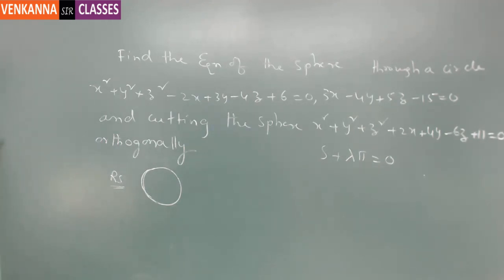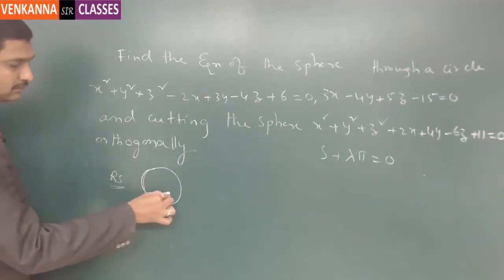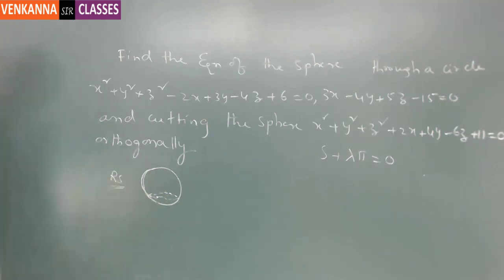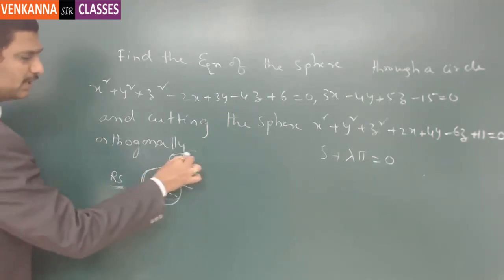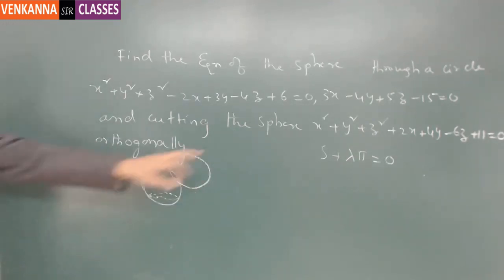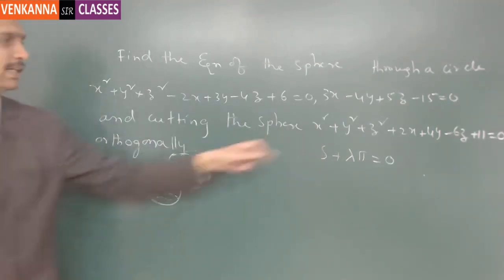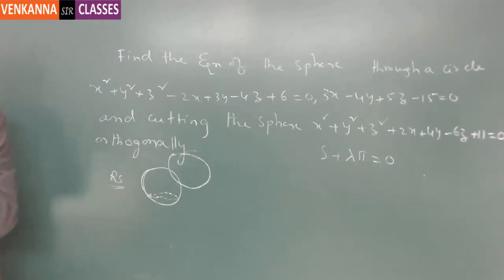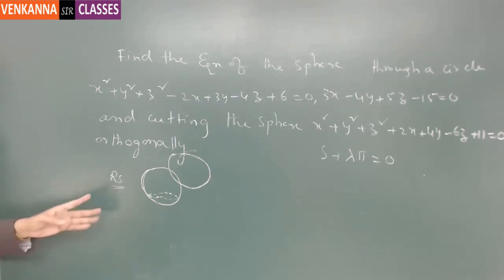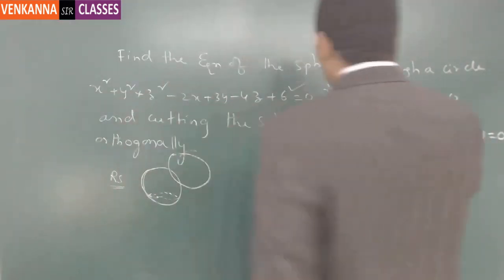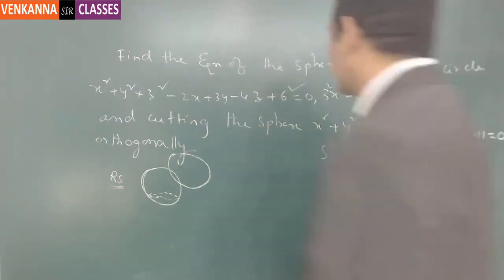It has two properties. One property is that it contains the circle. The other property is that it intersects the given sphere orthogonally. This is the other sphere, and it is intersecting this sphere orthogonally. Whenever you say a sphere passing through a circle, obviously we make use of the formula S + λP = 0. That is by default. So applying that formula to these values, you get that.